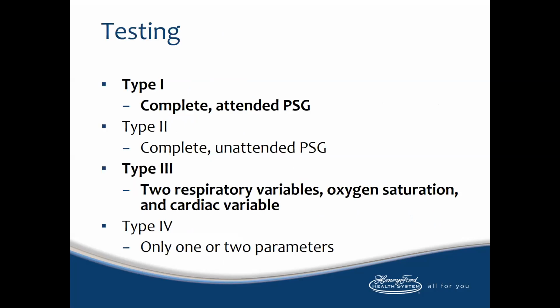So that brings us into testing. There are 4 different groups of tests available. Type 1 is what you think of as your head to toe wired in-lab polysomnography. That's attended by a tech that's watching the events throughout the night and doing their recordings. There is a type 2 test, which is the same leads and wires, but it's unattended, done in the patient's home.